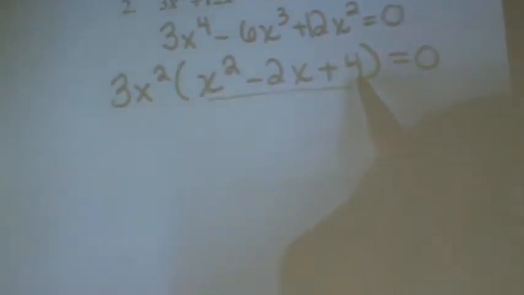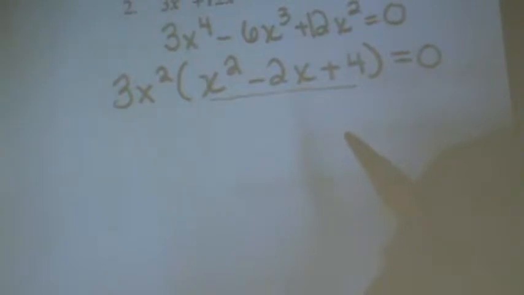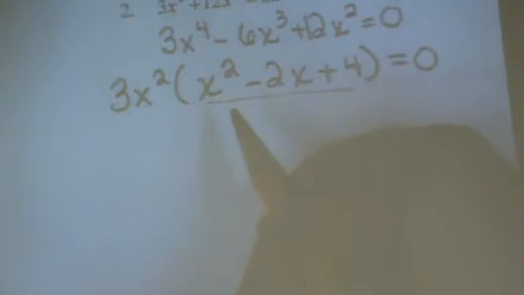Now, check this part right here. Simple factoring. Is it really simple factoring? Do you know what times what is 4 but adds to be negative 2? I don't. So what are you going to do? You still have to factor it. You're going to either use the quadratic formula or you can complete the square. So I would complete the square. Why? Because this is a 1 and that's an even number.